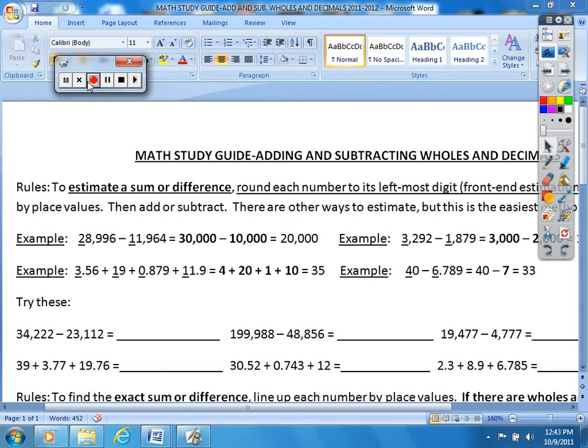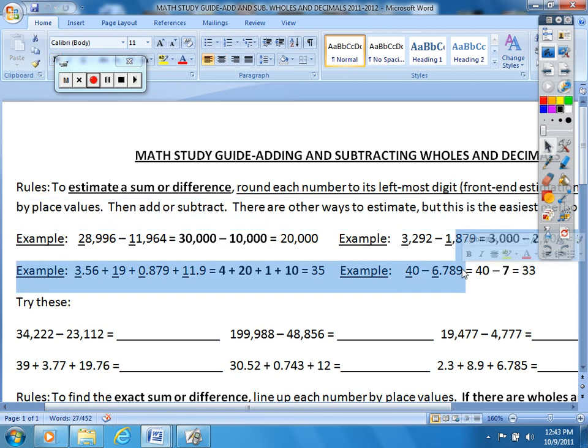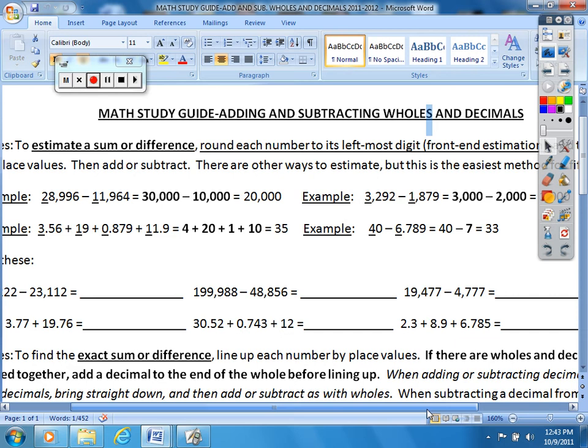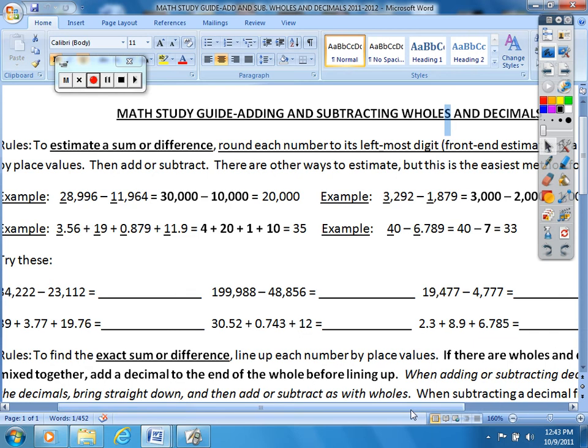Alright, today we have adding and subtracting wholes and decimals, and I'm going to go through a couple of things with you real quick. We're going to talk about estimation. We do that in everyday life, more so than we find exact answers. So there'll be special emphasis placed on that.